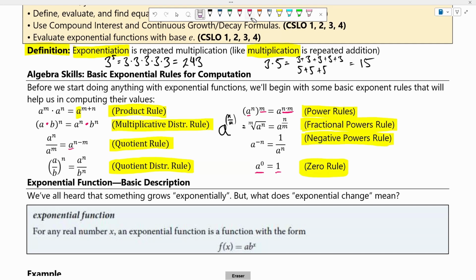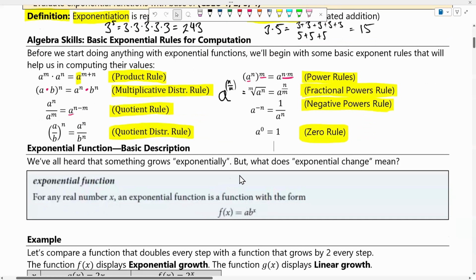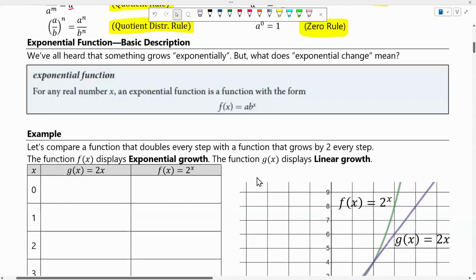We're getting somewhere. All right. Let's move along. An exponential function is anything that looks like this. The a and the b can be any numbers that we want.